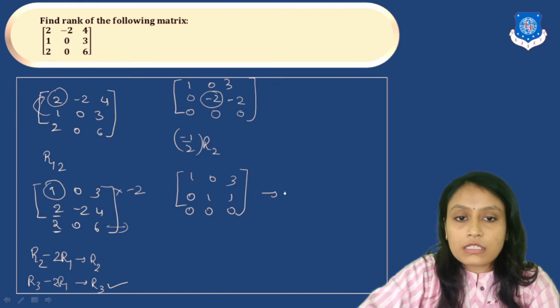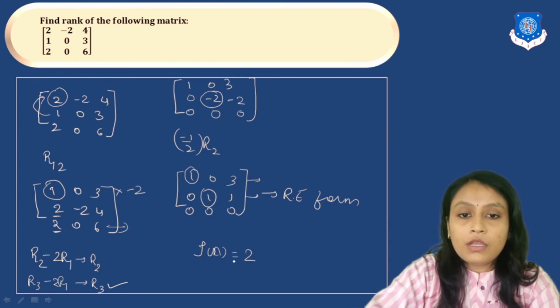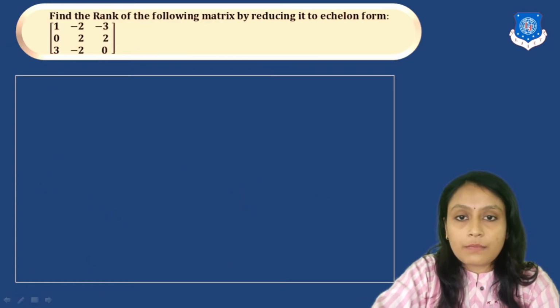Now you can see this is our row echelon form. Okay, so here we have leading 1. These two are leading 1. Okay, and now we have to count the number of non-zero rows. Okay, so you can see that we have 2 non-zero rows. So the rank of a matrix A is equal to 2. Right?